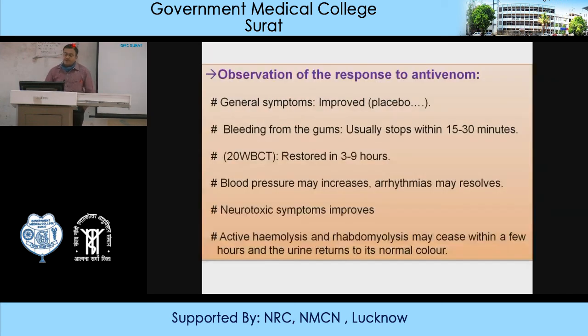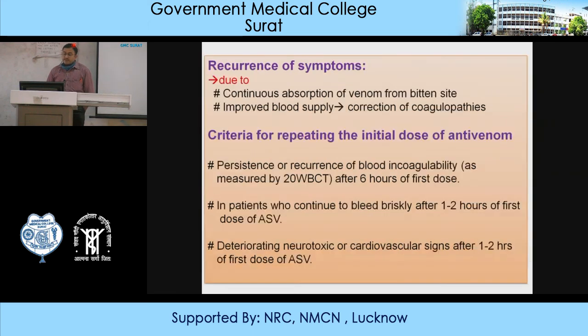Observation of the response to antivenom. General symptoms improve. Sometimes a placebo effect may occur. Bleeding from the gums usually stops. Restored in 3 to 9 hours; 20 minutes WBCT, whole blood coagulation time. Blood pressure may increase. Arrhythmia resolves. Neurotoxic symptoms improve. Active hemolysis and rhabdomyolysis may cease within a few hours. Reoccurrence of the symptoms is due to continuous absorption of venom from the bitten site. Improve blood supply, correction of coagulopathy.